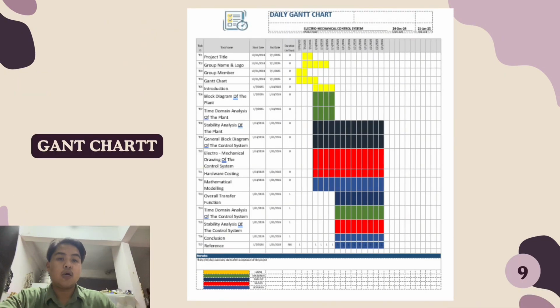So this is our group's Gantt chart. As Dr. Ahmad Faiz can see, the yellow one belongs to me, I made it. Then the green one is Maisarah, the blue one is Vainis, the red one is Shalini, and the light blue is Adriana.